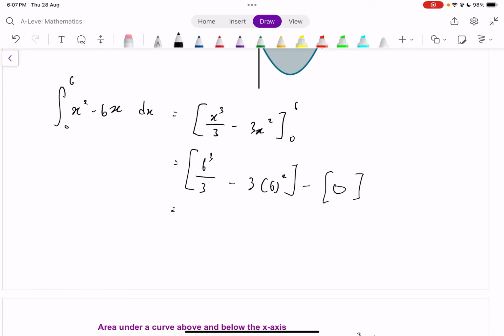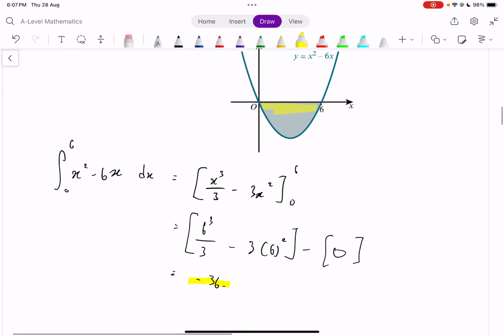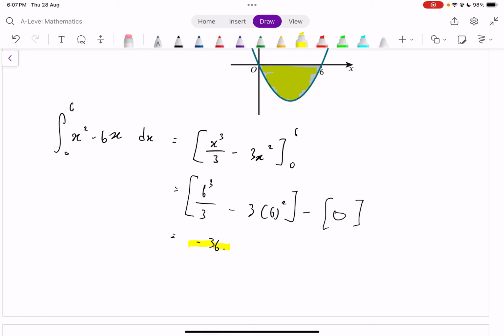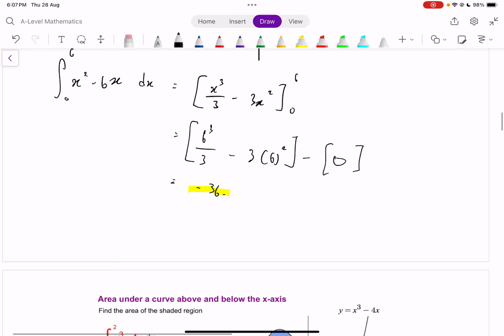我们会得到的，如果你带去 calculator，你会发现到我们会得到的是 negative 36. But why is it negative? Because it's under the graph, under the x-axis. But what does that mean in terms of area? Area is still 36. Okay，它只是 position 不一样而已。So in this case, we just say that area equals 36 units square.